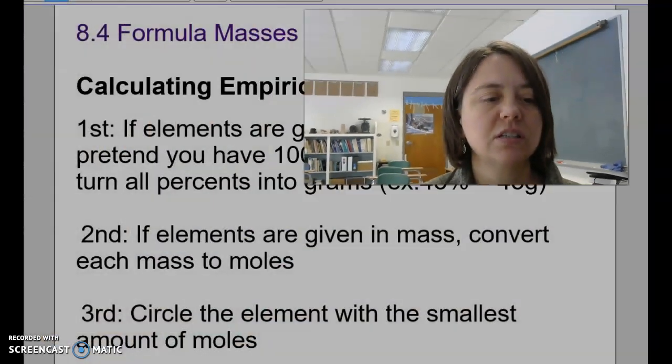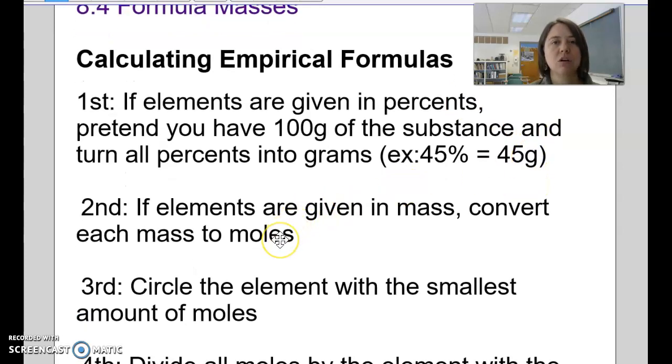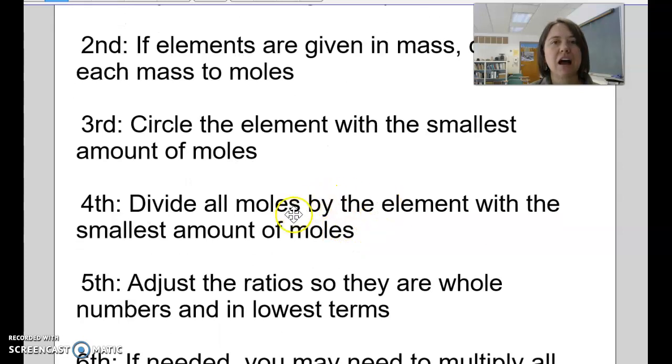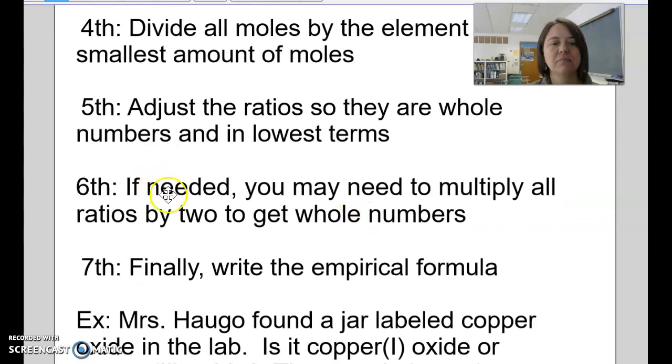And so in Part 6, we talked about how to calculate empirical formulas. The first thing you do is, if it's in a percent, make it into grams. And then we're going to do mass to mole conversions. Then we're going to circle the element with the smallest amount of moles. We're going to divide all the elements by that smallest number of moles to get ratios. We're going to adjust the ratios so they are whole numbers and in lowest terms. And if we need to, we can multiply all of our ratios by 2 to get a whole number.